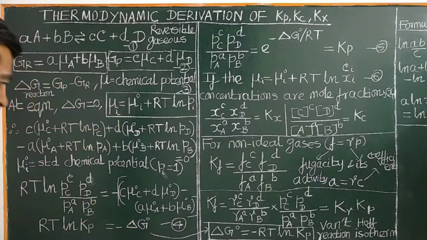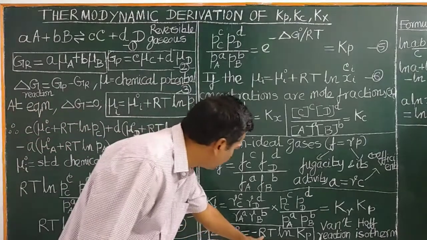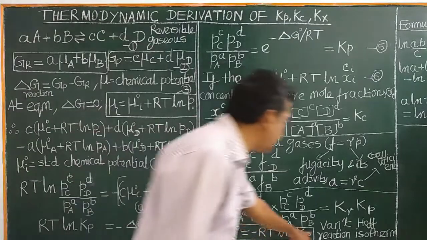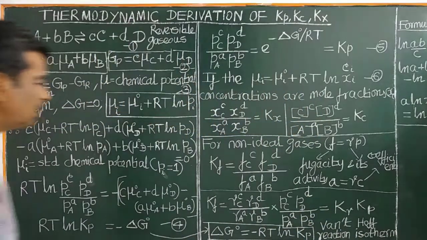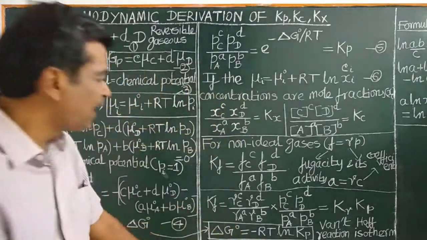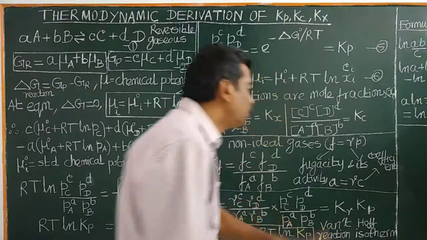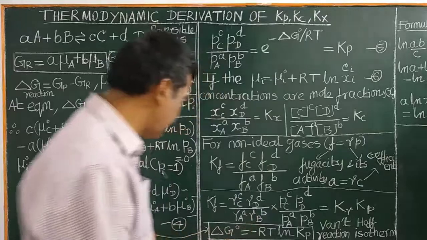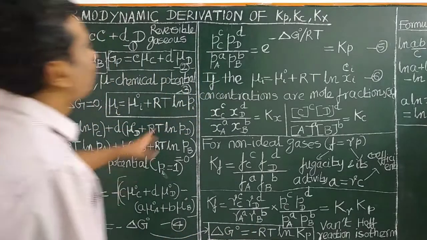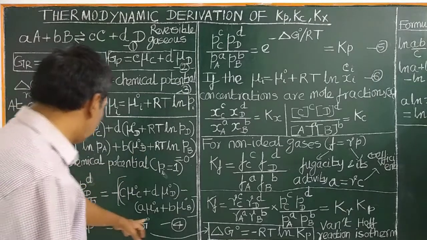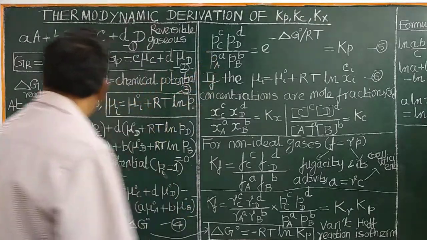Standard free energy change, where delta G naught is the standard free energy change. Therefore, delta G naught equals minus RT ln Kp. This expression is called the van't Hoff reaction isotherm. It gives the relation between the standard free energy change of a reaction and the equilibrium constant, and the equilibrium constant may be Kp or Kc or Kx.